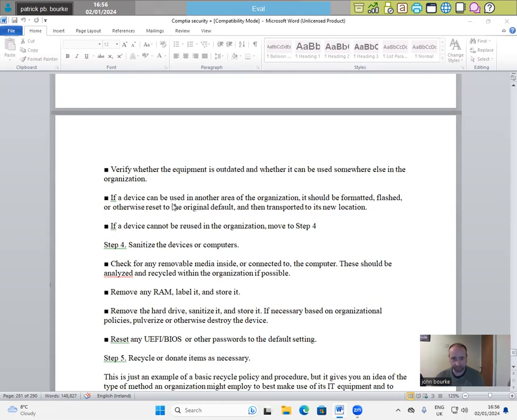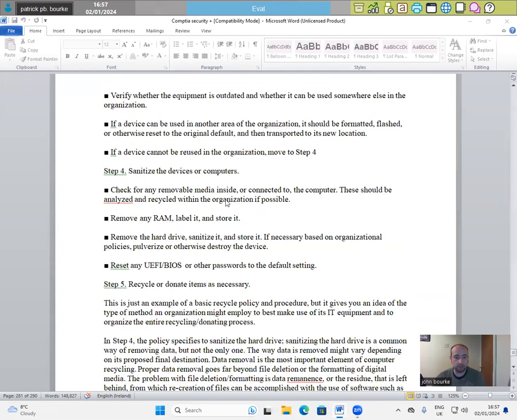If a device can be used in another area of the organization, it should be formatted, flashed, or otherwise reset to the original default and then transported to its new location. If a device cannot be reused in the organization, move to step 4. Step 4, sanitize the devices or computers.